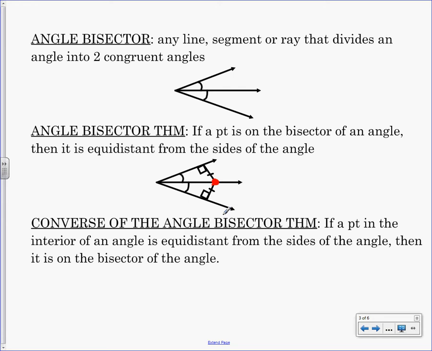That's not what the picture shows. The only reason these are right angles is to show you that we found the distance from a point to a line and they're congruent. Is that okay? All right, and then we have the converse of the angle bisector theorem.